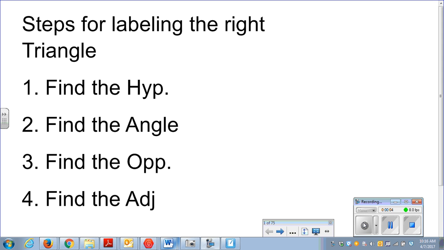Today we're talking about trigonometry, and I'm going to show you how to work a few different types of trigonometry problems. The first thing I want to do is go over the steps. The steps for labeling the right triangle are: find the hypotenuse, find the angle, find the opposite side, then find the adjacent side. This is adjacent. You need to know how to do that in order to solve all your trig problems. You also want to know the steps for solving a right triangle.